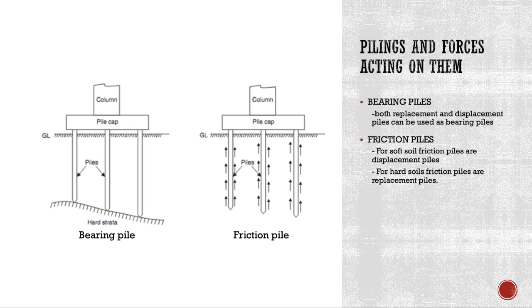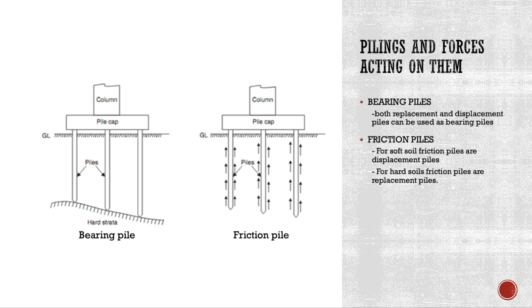There are two different types of piles. One pile is the bearing pile that accepts the forces from the building and transfers them to the rock bed below. Both replacement and displacement piles can be used as a bearing pile.